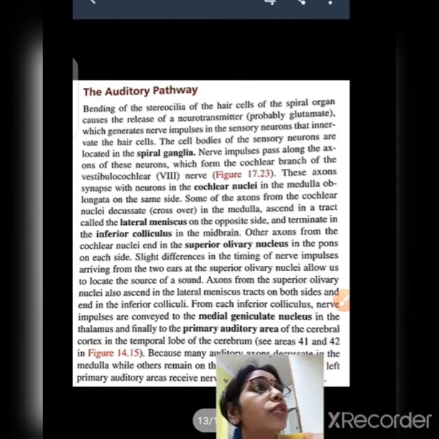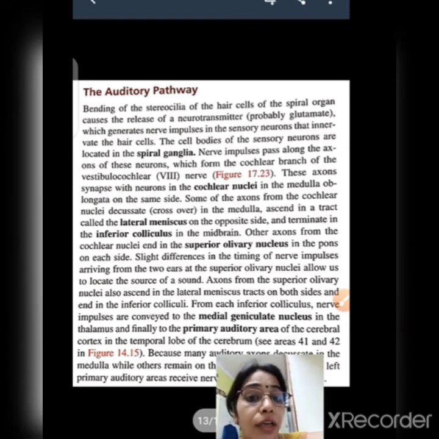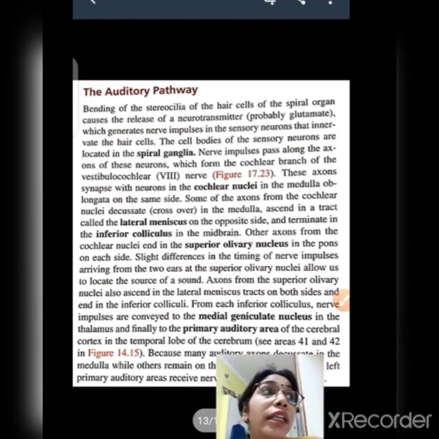The bending of the stereocilia of the hair cells of the spiral organ causes the release of a neurotransmitter, probably glutamate, which generates nerve impulses in the sensory neurons that innervate the hair cells. The cell bodies of the sensory neurons are located in the spiral ganglia. The nerve impulses pass along the axons of these neurons, which form the cochlear branch of the vestibulocochlear nerve, that is the 8th cranial nerve. This 8th cranial nerve takes these sound waves to the brain.